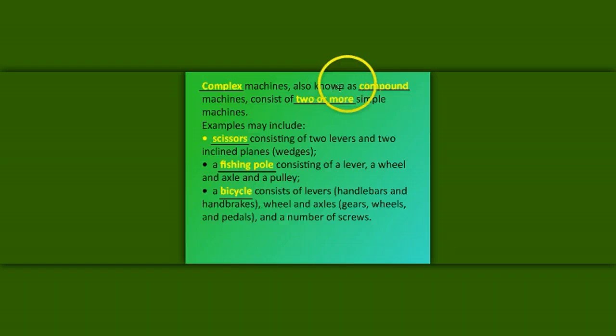Finally, complex machines are known as compound machines. They consist of two or more simple machines. Examples may include scissors, consisting of two levers and two inclined planes. The levers are what you put your hand in and you control and move it. And the inclined planes are the wedges that cut. A fishing pole consists of a lever, a wheel and axle, and a pulley. A bicycle consists of levers, handlebars and handbrakes, wheel and axles, which are gears, wheels, and pedals, and a number of screws.